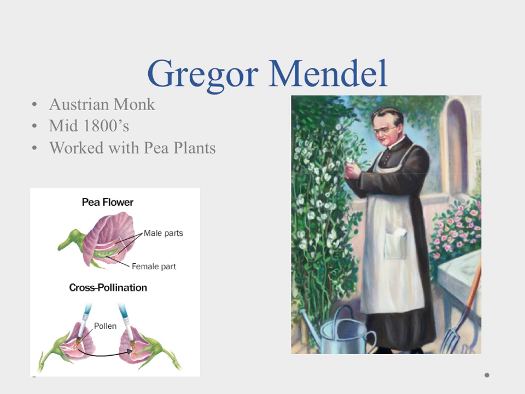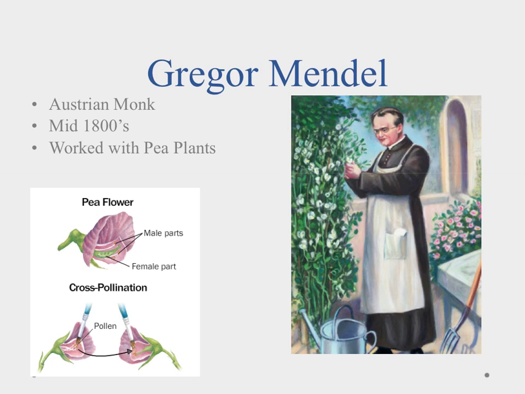Let's begin our story of genetics with Gregor Mendel. Gregor Mendel was an Austrian monk in the mid-1800s, and he did a lot of work with breeding of pea plants. He found a bunch of different traits, 7 of them that he worked with, and he was able to find out how he could breed those plants together to manipulate those traits.